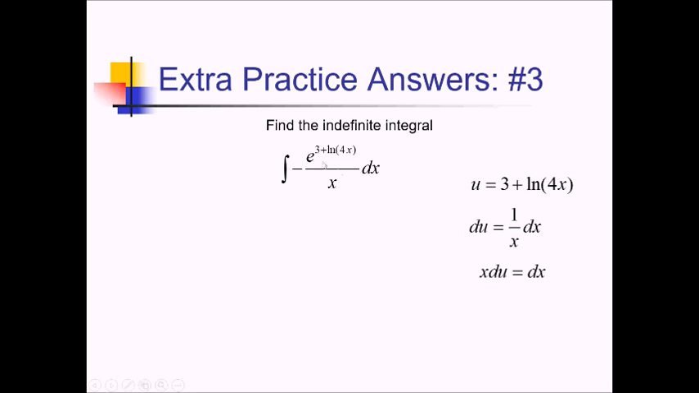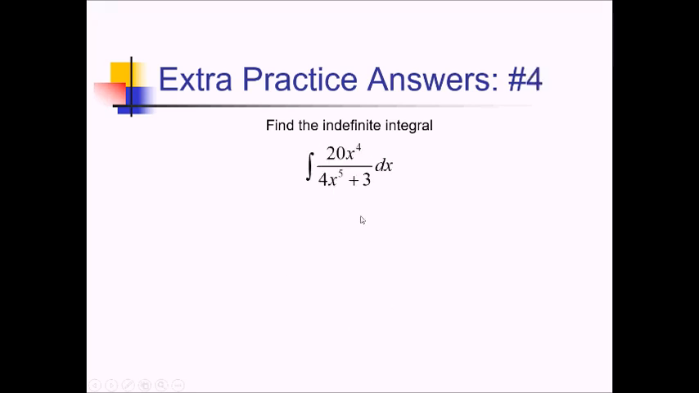Okay, making some conversions over here, we can write this as negative e to the u power all over x times, this is now going to be x times du instead of dx. These x's conveniently cancel out. This is just negative e to the u du. And then the antiderivative of that is just going to be negative e to the u plus c. And now I'll just replace u with 3 plus ln of 4x to get my final answer.